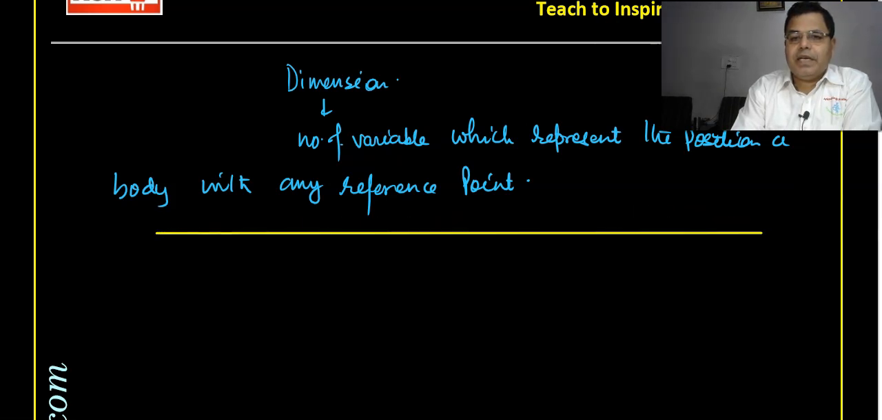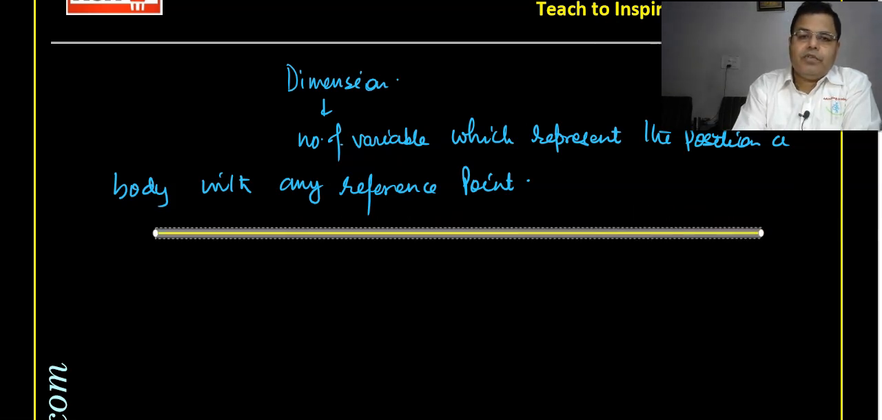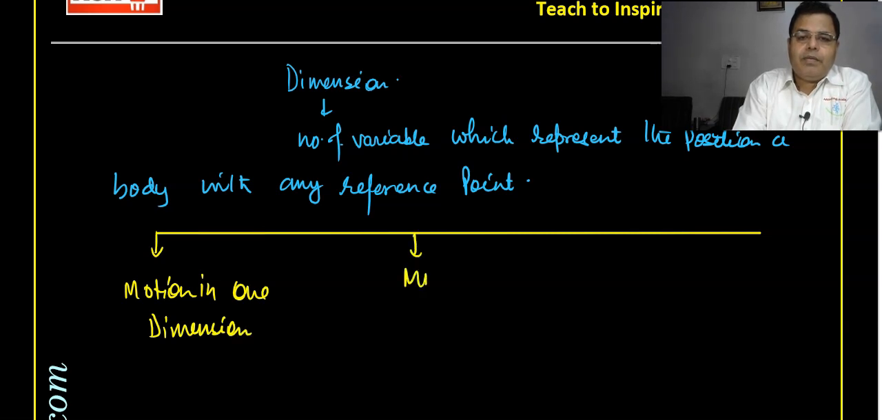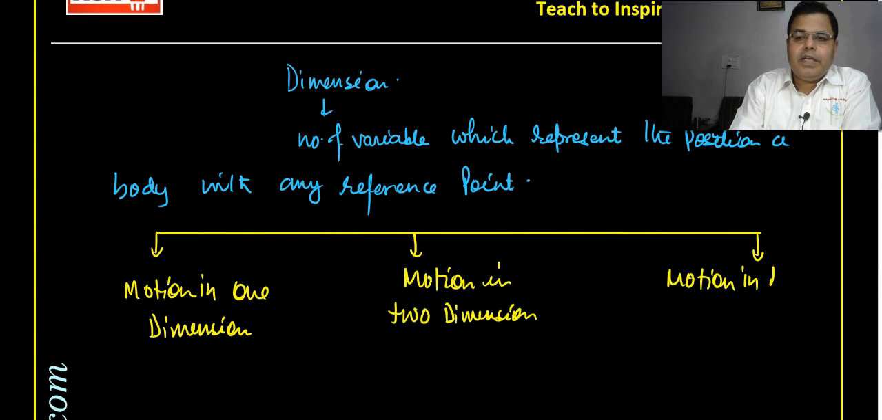So dimensions are of three types. The first one is motion in one dimension. Then motion in two dimension. And the third one is motion in three dimension.